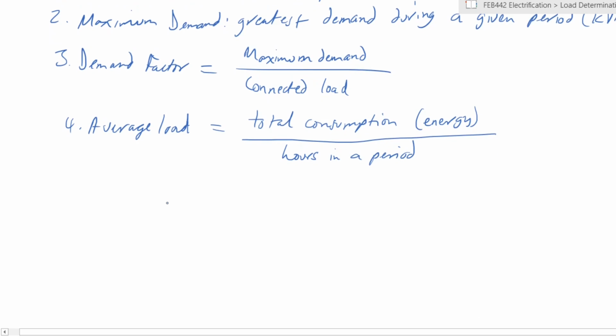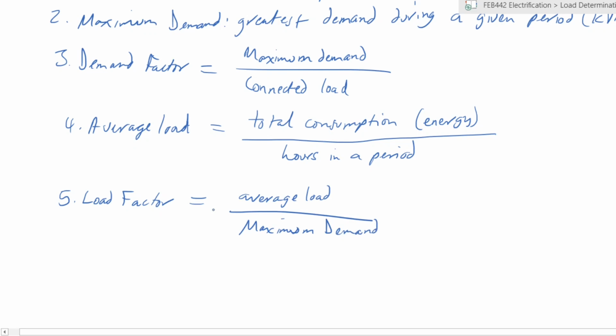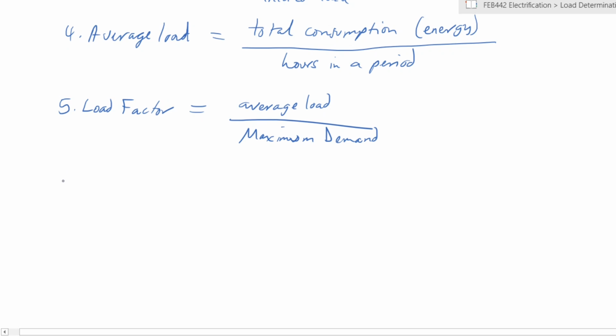Next, we have load factor, which is different from demand factor. Our load factor is the average load over the maximum demand. This determines the cost per unit of running that station. And finally, we have diversity factor. The diversity factor is the sum of individual maximum demands over the maximum demand on the power station. This will become a bit more clear once we do an example.